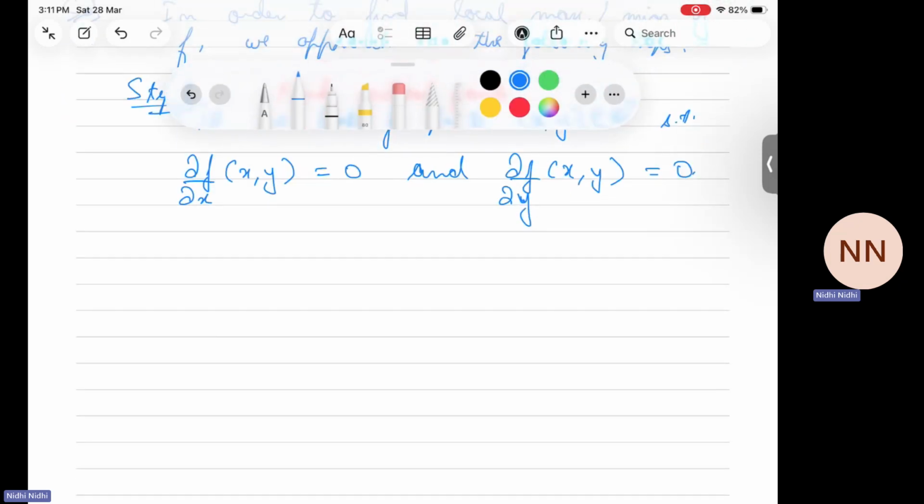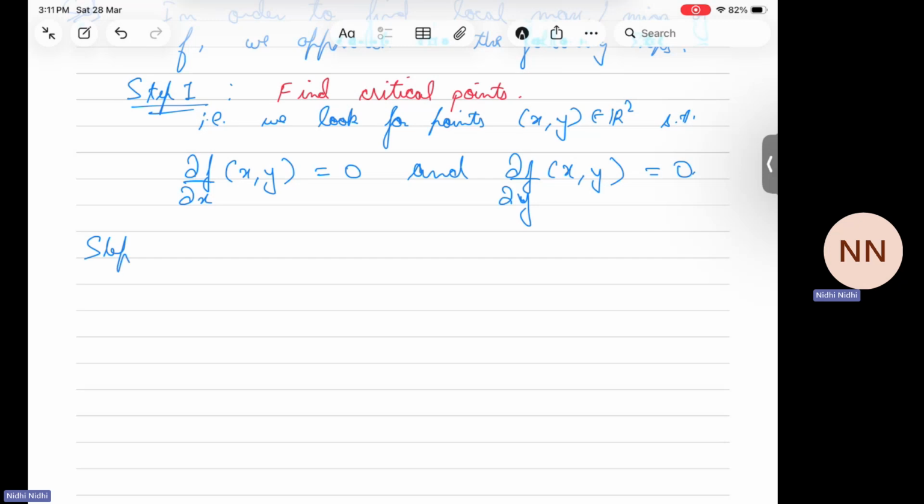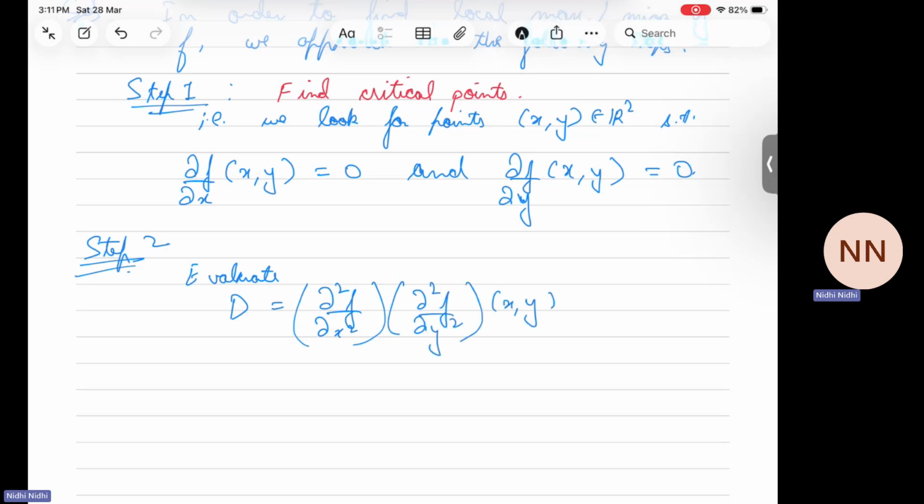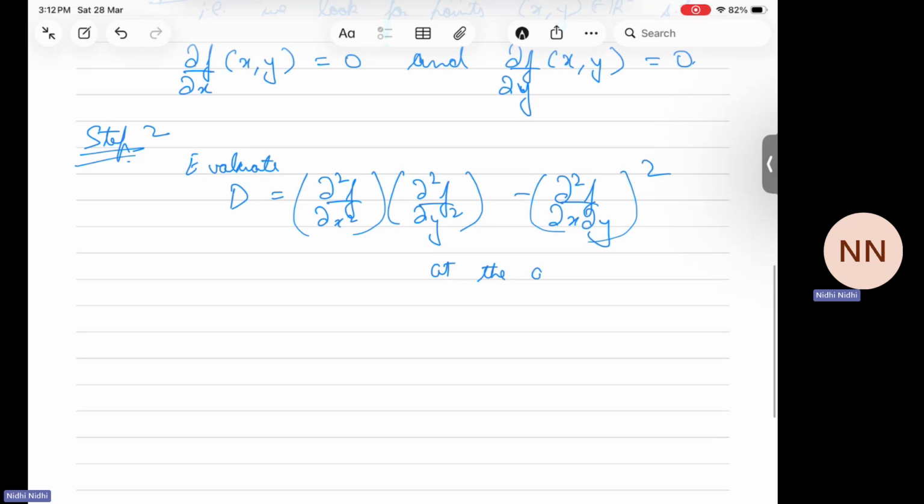Having done so, we then see whether these critical points are points of maximum, minimum, or saddle points. Further, step 2 is to evaluate D. D is equal to the second partial derivative del 2f by del x square times del 2f by del y square at the point (x,y), now these points are the critical points, minus (del 2f by del x del y) square at the above found critical points.